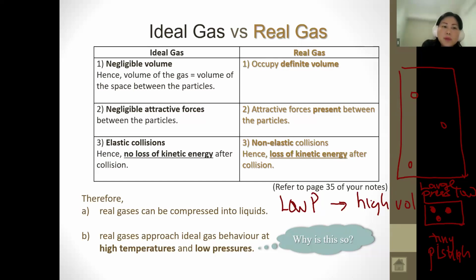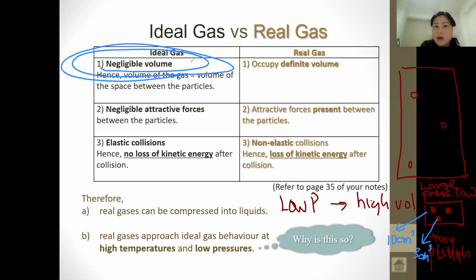So let's put in numbers so that we can see better. If we take that this vessel is 10 cm³ and the particles occupy 3 cm³ in total, the volume occupied by the particles in this case is already 30%, right? So we cannot say that it is negligible because 30% is substantial. But if we look at a bigger container, let's say this is 1,000 cm³, and this is still the same 3 cm³ altogether, then 3 out of 1,000 is insignificant compared to 30%.